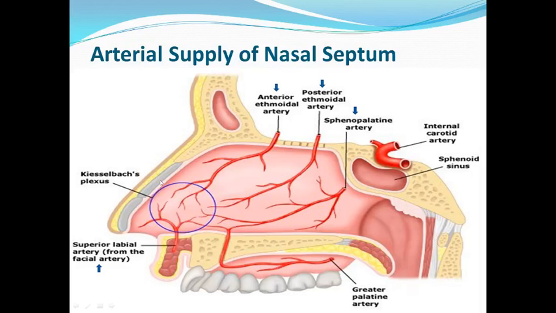Now you can see here it is marked as Kiesselbach plexus. In 2 marks questions, it is frequently asked what is Kiesselbach plexus, what is Little's area. So this Kiesselbach plexus is a plexus of arteries which is found in the anteroinferior part or the vestibule of the nasal septum, and it is formed by anastomosis of the superior labial branch of the facial artery, then the sphenopalatine artery, and the anterior ethmoidal artery.